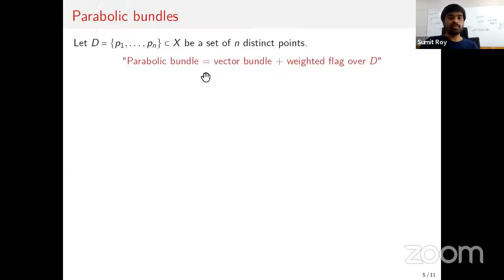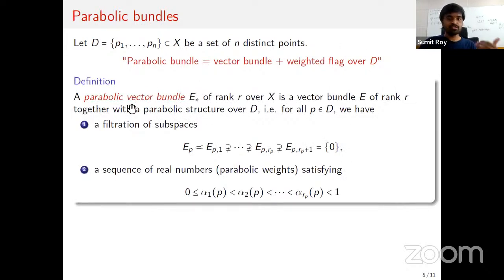Okay, let me introduce the parabolic bundles. Let D be a fixed finite set P1 to Pn of n distinct points. The parabolic bundle is basically a vector bundle together with a weighted flag over each point of D. Okay. So formal definition, the parabolic bundle is a vector bundle together with a parabolic structure over D. So we fix this D throughout this talk. Okay. So parabolic bundle is over D.